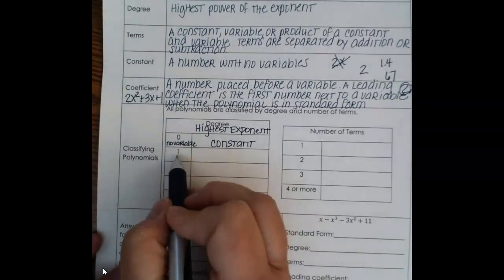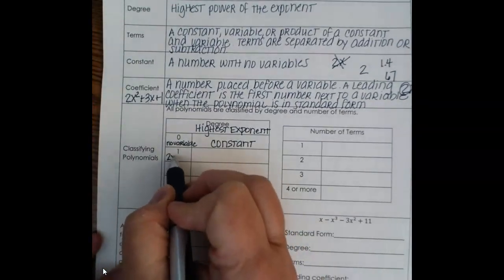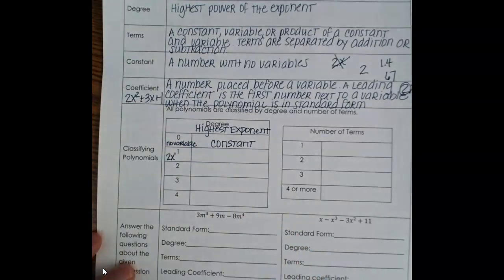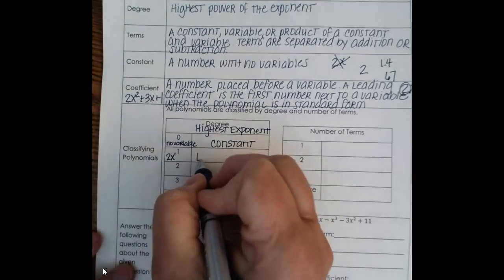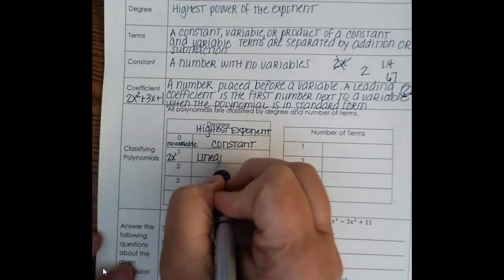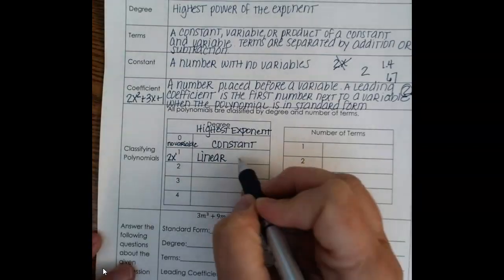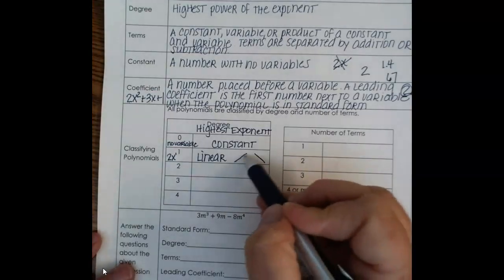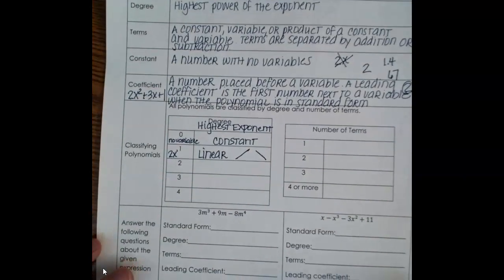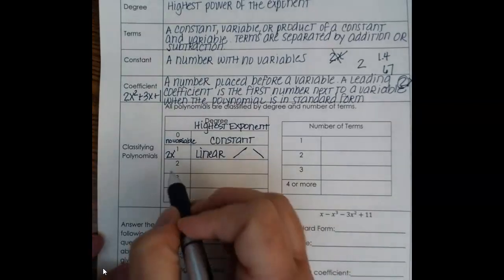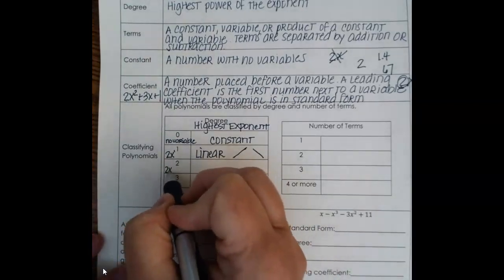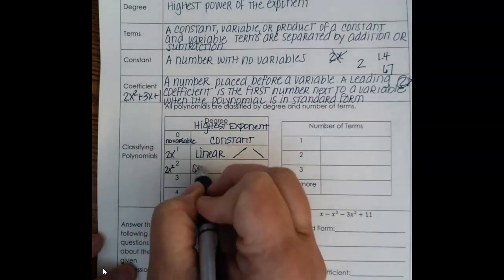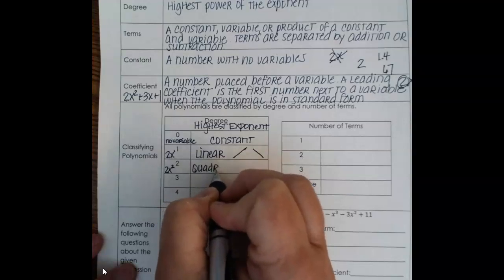If there is an exponent of 1, so if we just say, have that same 2x, there's an understood 1 right there. If the highest exponent is 1, we're talking linear. Linear means whatever that is, when we graph it, it's going to be a line. We can have a positive line, we can have a negative line. If our highest exponent is 2, so instead say we had 2x squared, that means if we were to graph that, it would be a quadratic. We will be talking about those later.